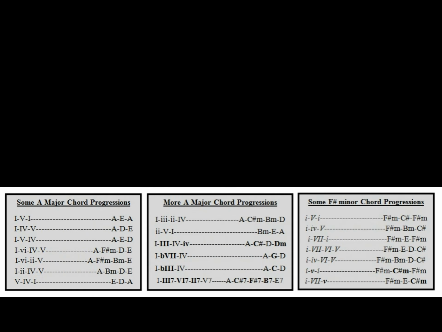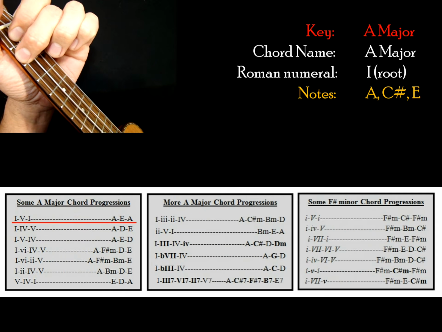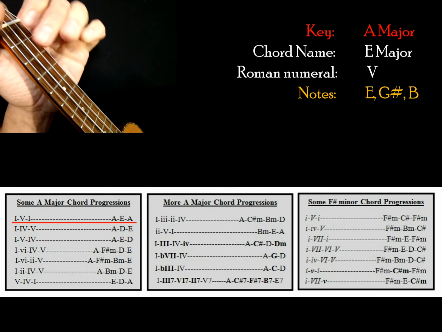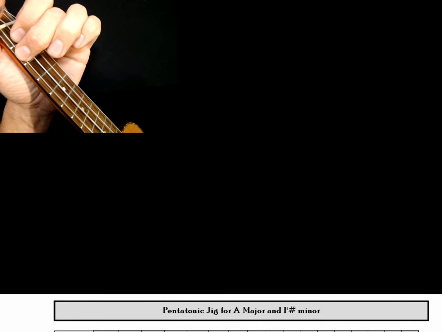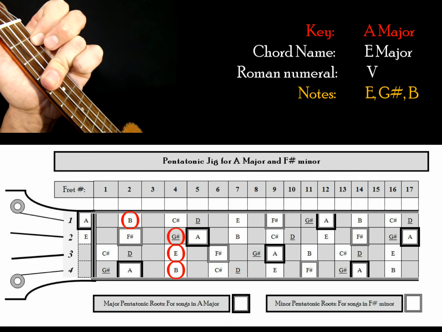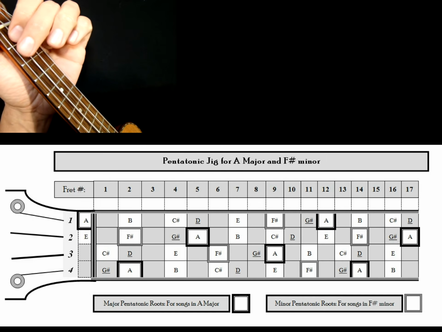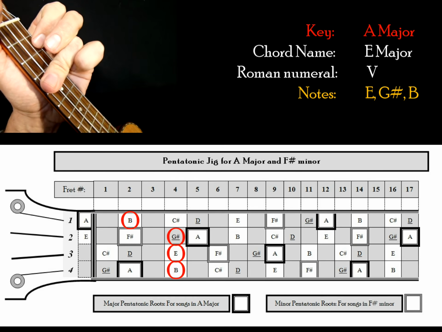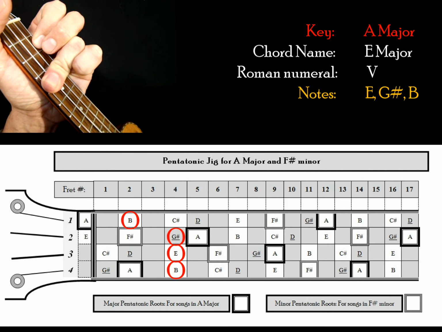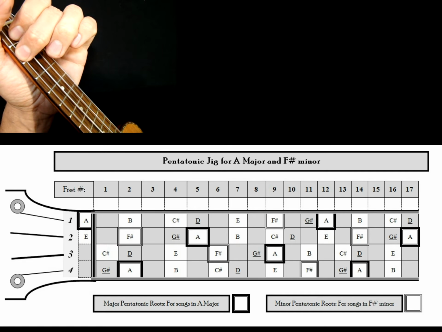Okay, if we look at a 1-5-1 progression in the key of A major, you'll see that that is A major, E major, A major. A major is the 1, E major is the 5, back to A major. And that 1-5-1 again has a nice sound, and that 5 leads right back to the 1.